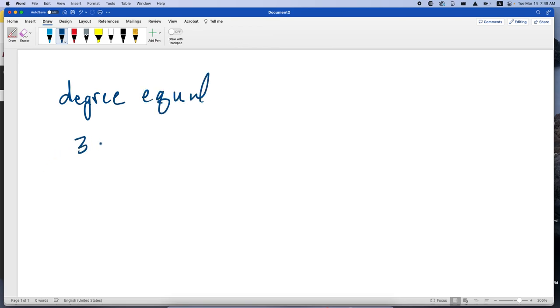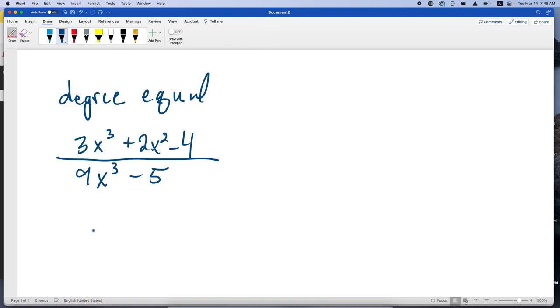So I'll go with maybe 3x to the third plus 2x squared minus 4 in the top, 9x to the third minus 5 in the bottom. On this one, for horizontal asymptotes, all we have to do is consider the degrees that are the highest, both on the top and the bottom. Would you agree that the degree is the exponent, so the exponent of 3 is the biggest? So we basically can ignore everything else.